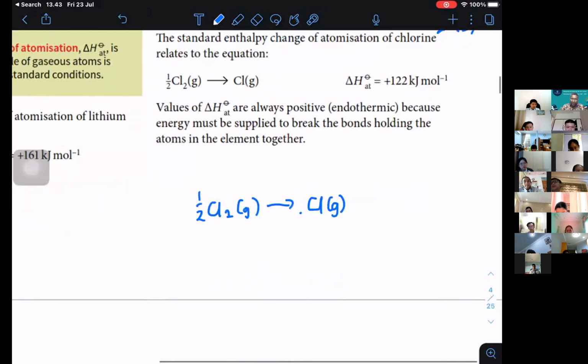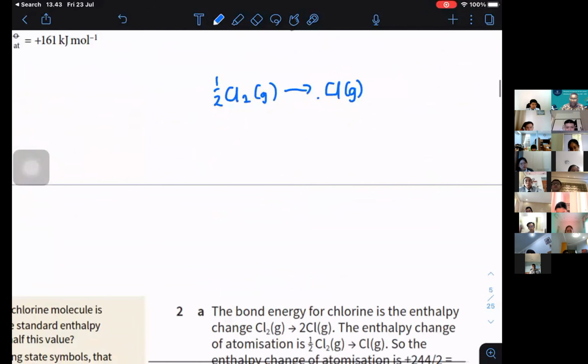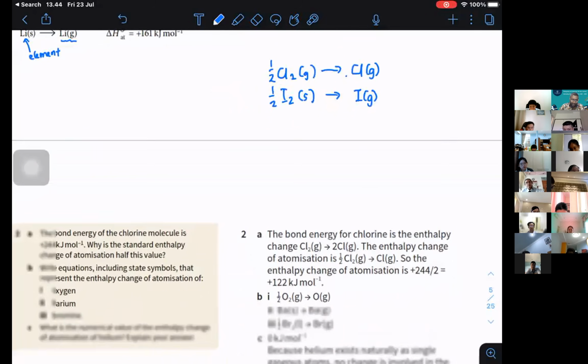So if I want to write down the enthalpy change of atomization of iodine, for example, 1 mole of gaseous I atoms, you are going to get it from half I2, but it must be the element. The element at standard conditions for I2 is solid. So you need to know this. Make sure you know how to write it. Next is going to be this one.